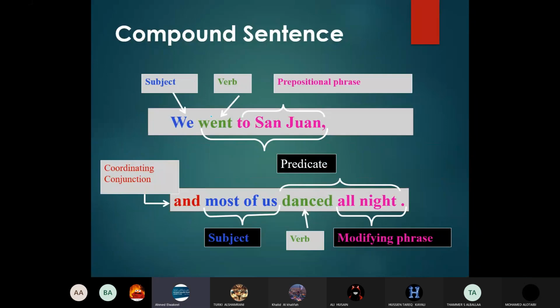So that's the part of speech. We is a subject, went is a verb. To San Juan, that's a prepositional phrase, and starting from the verb till San Juan is the predicate. We have the comma, and then we have the coordinating conjunction and. Then most of us is a subject, danced is a verb, all night is a modifying phrase, and the verb danced and all night is called the predicate of the sentence.